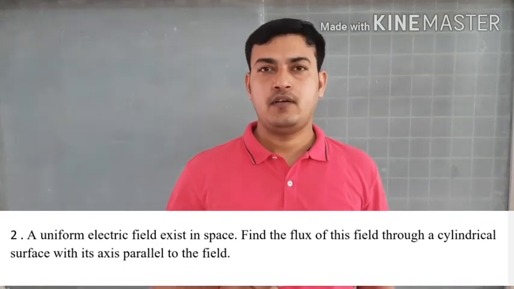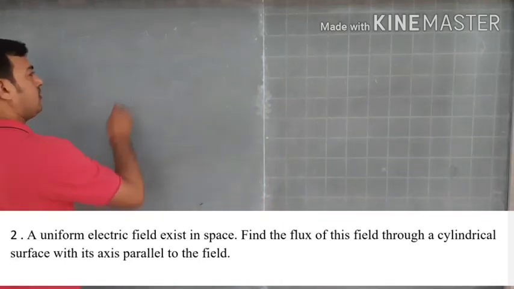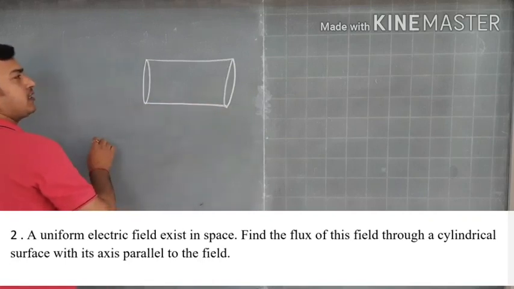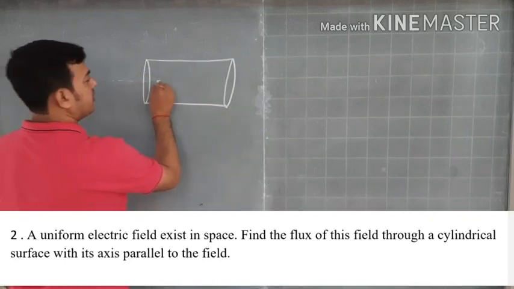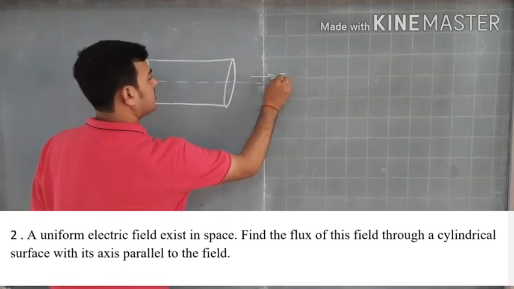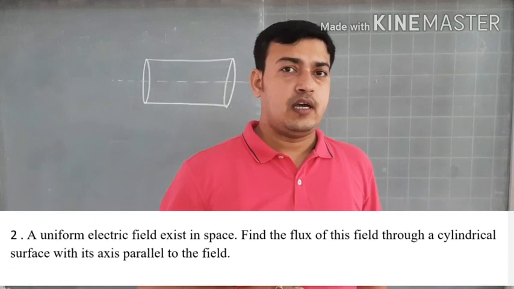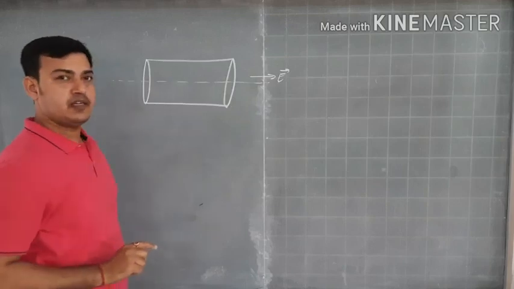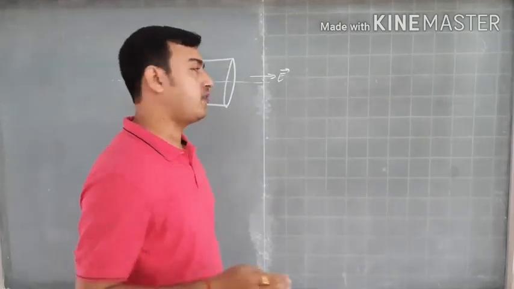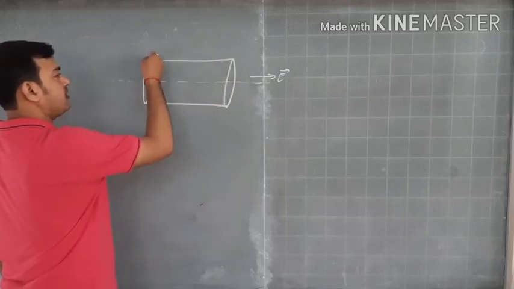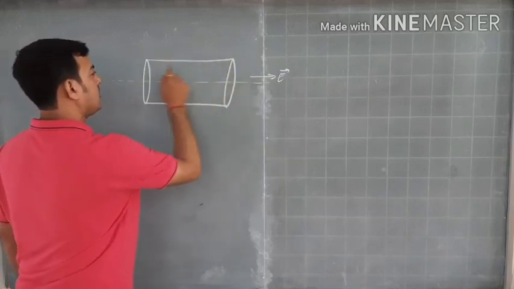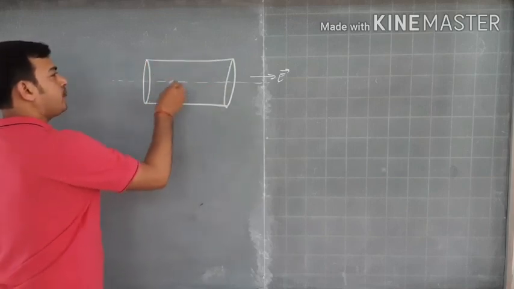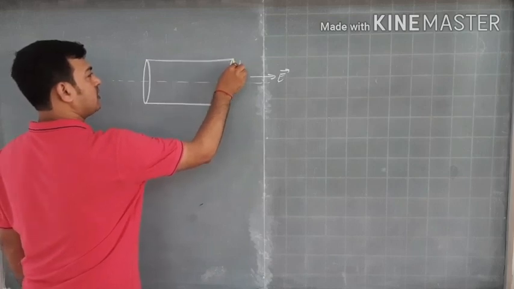As per the second question, we have a cylinder kept in a field, and the electric field is in the direction of its axis. Now our task is to show that the net electric flux associated with this cylinder is zero. We know from the applications of Gauss theorem that this cylinder has three surfaces. One is this right circular surface, the other is the left circular surface, and the third is the curved surface of the cylinder. So I will take area vectors on these three surfaces.